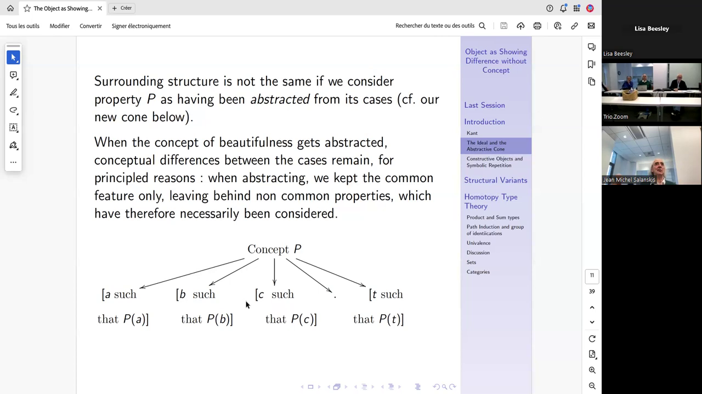So you considered properties of objects below, and you kept only their common property, which means that the concepts which distinguish between A, B, C, and T have been considered in the process of abstraction. Because you explicitly discarded them in forming the concept. Exactly. So you had to have considered. Yes. Okay. That's my point.